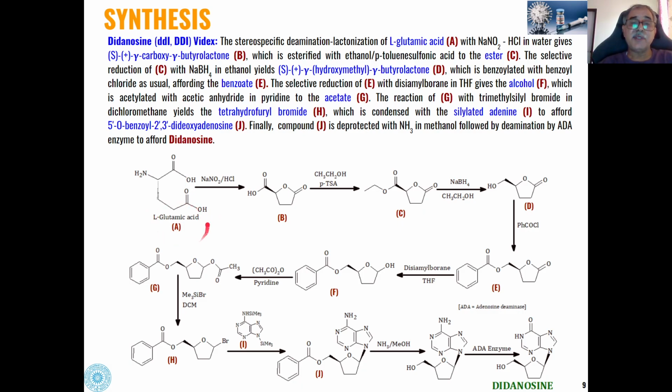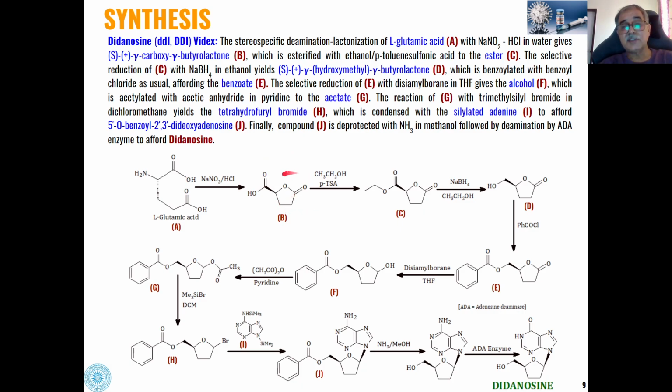So, when L-glutamic acid is reacted with NaNO2/HCl, we know that NaNO2/HCl will react with the primary amine and the corresponding diazonium salt will be formed, and then this carboxylic acid will attack this carbon and deamination will take place. So basically, this is a stereospecific deamination-lactonization of the glutamic acid, and we will get this type of gamma-butyrolactone acid.